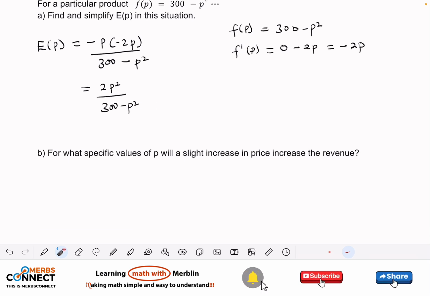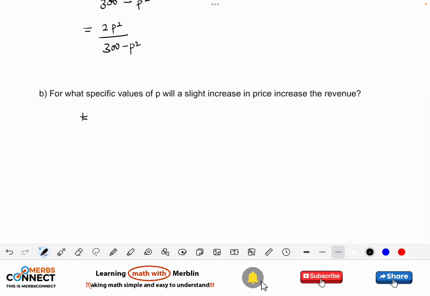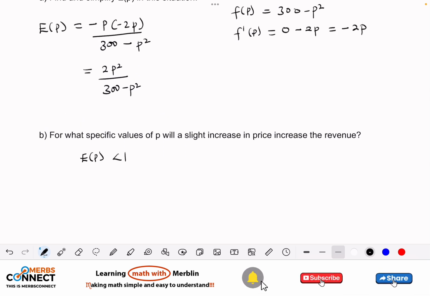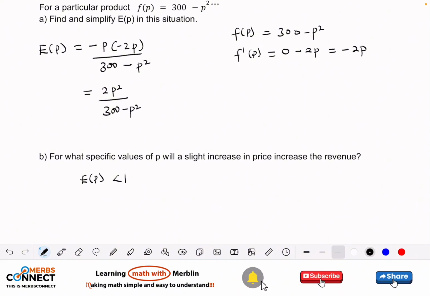Now the second question is, for what specific values of P will a slight increase in price increase the revenue? So we know that when there is an increase in price and it also affects the revenue by increasing, then we are in an inelastic state. So here it means that E of P should be less than 1. That is inelastic, right? So that is the idea. An increase in price also increases the revenue.